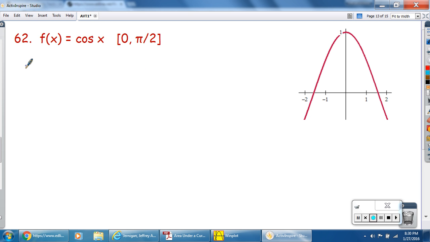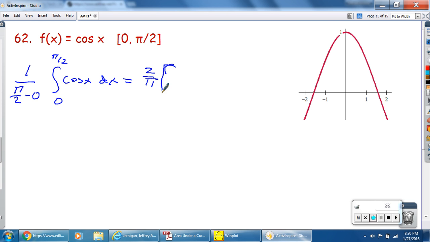All right. The average value, 1 over b minus a, so pi over 2 minus 0, from lower bound 0, upper bound pi over 2, cosine x dx, which is 1 over pi over 2, is 2 over pi, dividing fractions. The antiderivative of cosine is positive sine. Be careful there. Remember, when you're finding the antiderivative, here we go with my pen, want to be funny again.